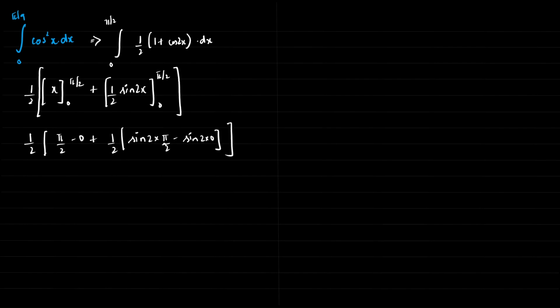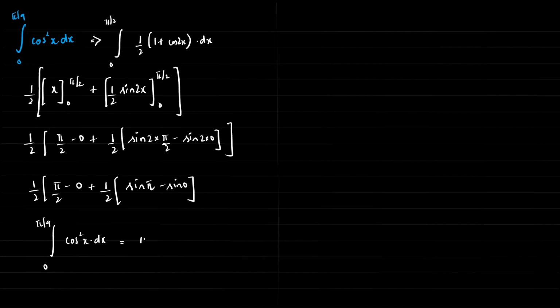So essentially, half multiplied by pi over 2 minus 0, plus half multiplied by sine pi minus sine 0. Sine pi is 0, sine 0 is also 0. 0 multiplied by anything is 0. So again, this term will be getting cancelled out. So the integral of cos square x with respect to dx from 0 to pi over 2 is again pi over 4, my bad.